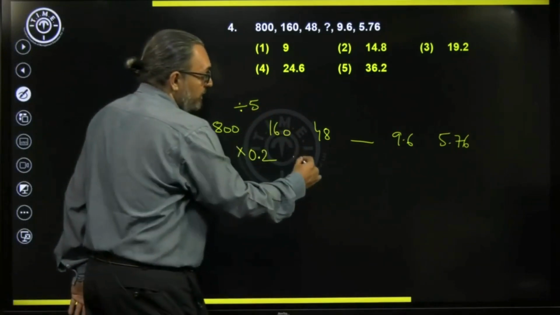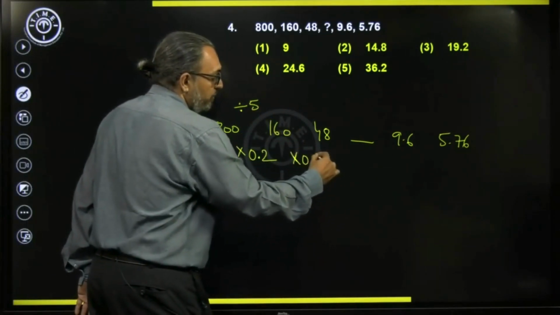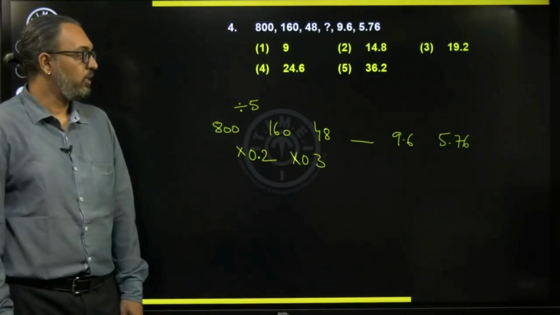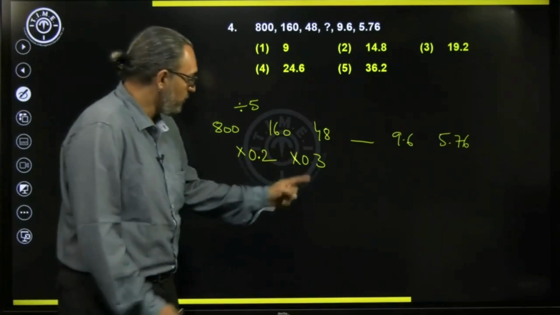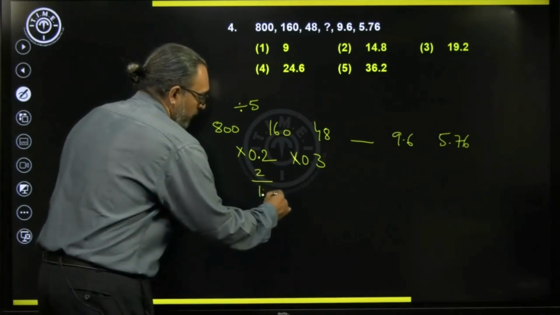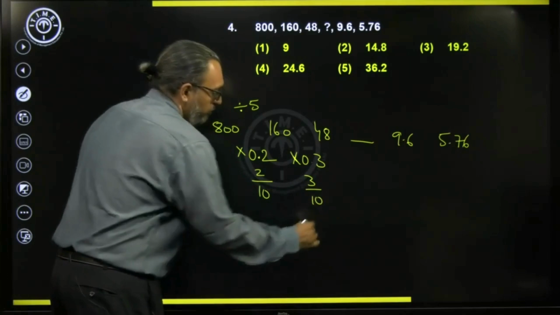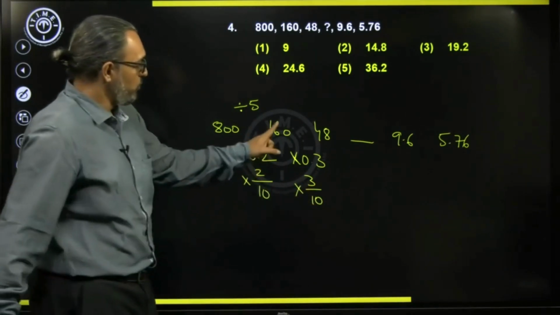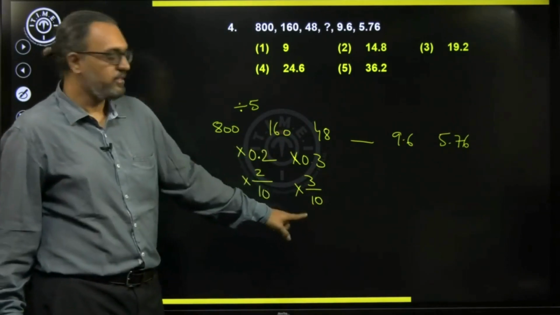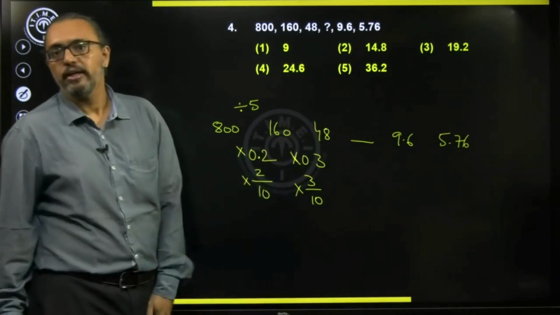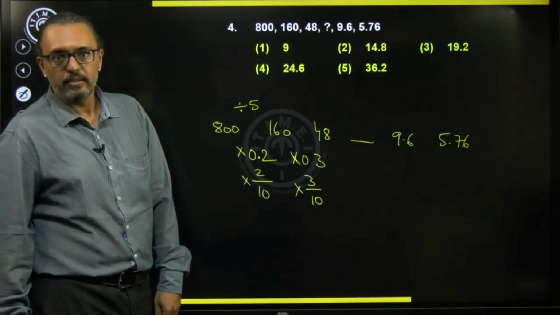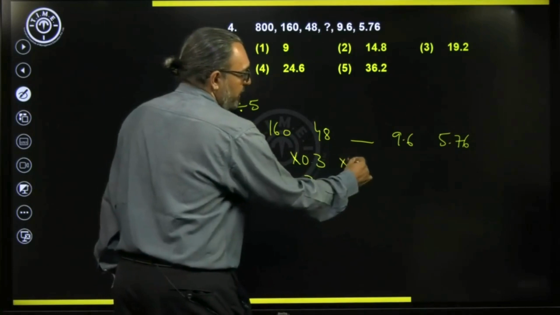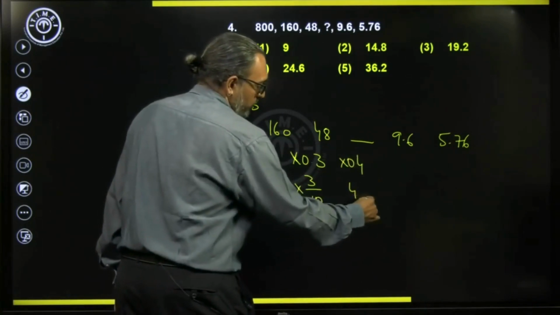Now here, can I say this is into 0.3? Correct? Into 0.3 is what I am going to get, because earlier this was 2 by 10. Now this is 3 by 10. So if I multiply 160 by 3 by 10, the 0 and the 10 get cancelled, so 16 into 3 is 48. Right? Then next I can do is, we have 0.2, 0.3, the next is 0.4. So 0.4 is 4 by 10.